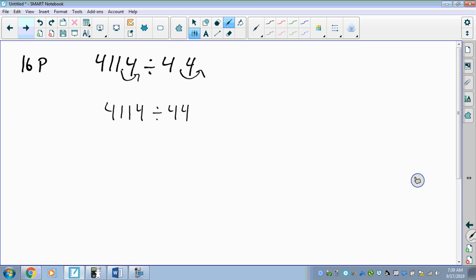So let's do it. 44 goes into 4,114. Well, 44 doesn't go into 4. It doesn't go into 41. It goes into 411. So how many times does 44 go into 411? I'm going to say 9, right? 44 times 9. 4 times 9 is 36, and what do we get there? 396.